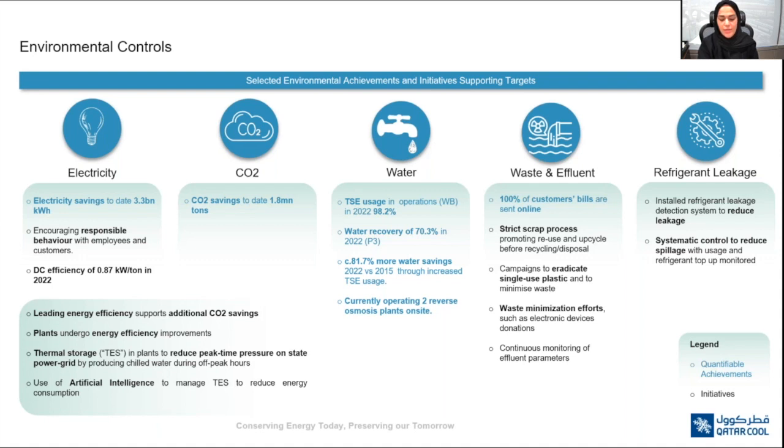Currently, we're operating two reverse osmosis plants on site. In addition, we use thermal energy storage in plants to reduce peak time pressure on Qatar's power grid by producing chilled water during off-peak power hours. We also use artificial intelligence to manage thermal energy storage to reduce energy consumption.